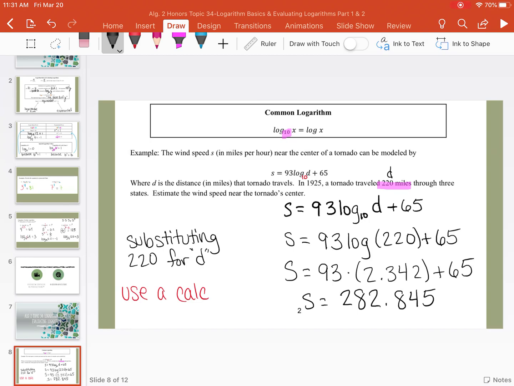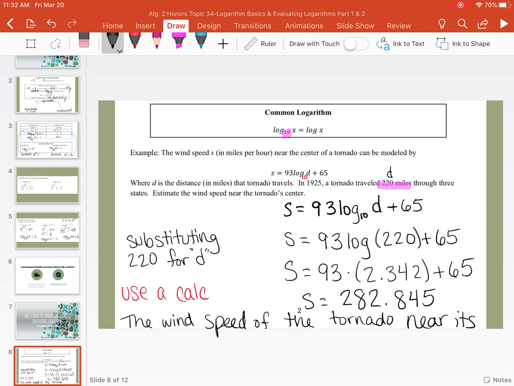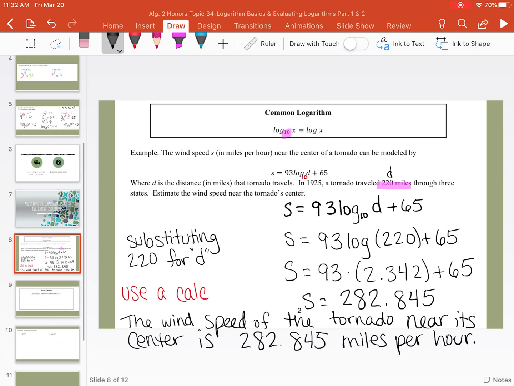Then, because we're solving a word problem, we're going to write our answer in a complete sentence. So the wind speed of the tornado near its center is 282.845 miles per hour. And there's your word problem.